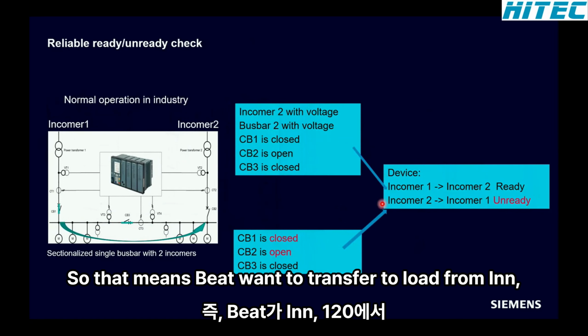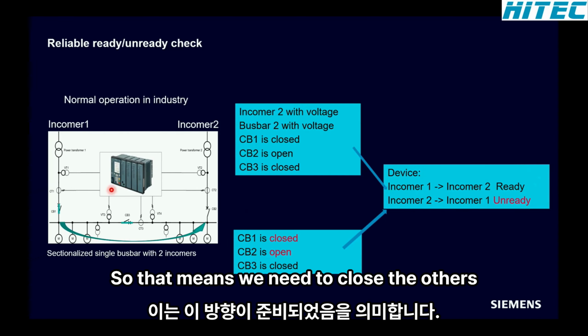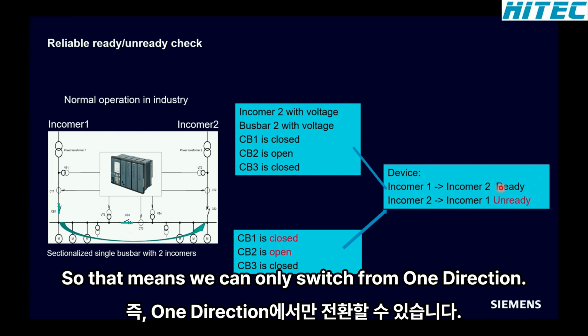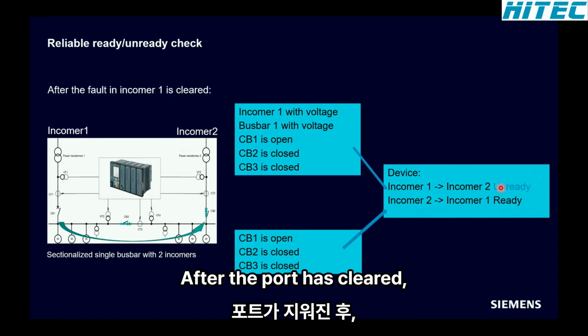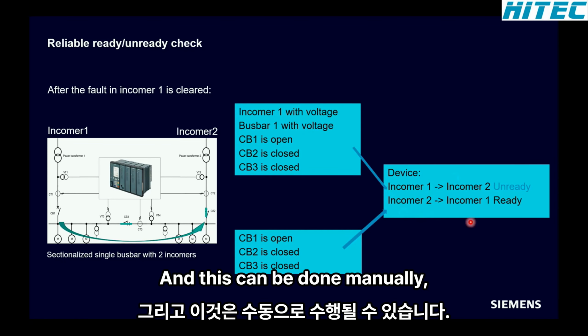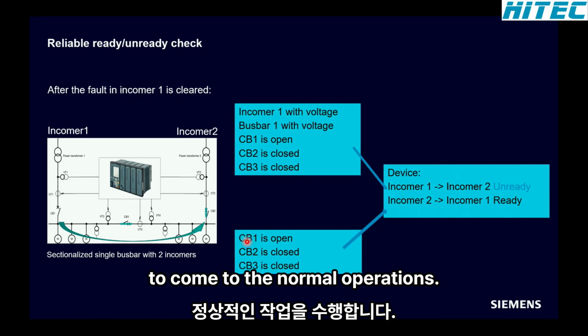So now we have a closer look here. We want to transfer the load from In 1 to In 2. That means this direction is ready, so we need to close the TICB to do that. And the other way around is unready. So that means we can only switch in one direction. After the fault is cleared, we want to switch back. And this can be done manually, so that we come from In 2 to In 1 to return to the normal operation.